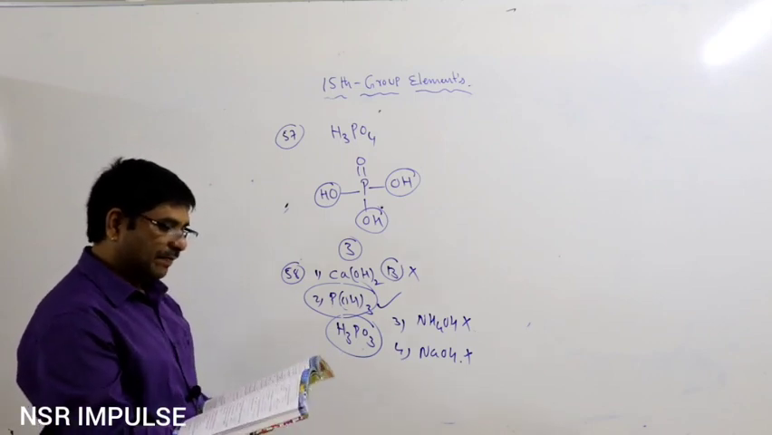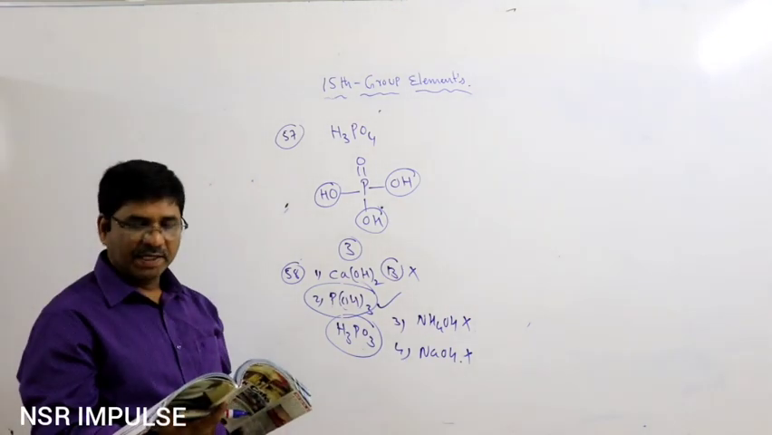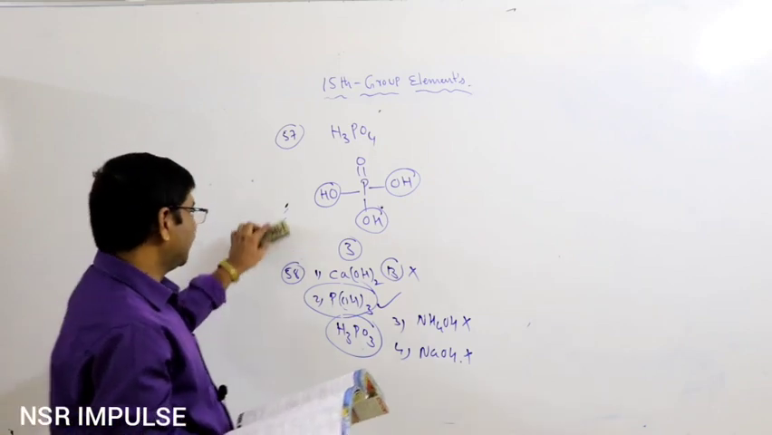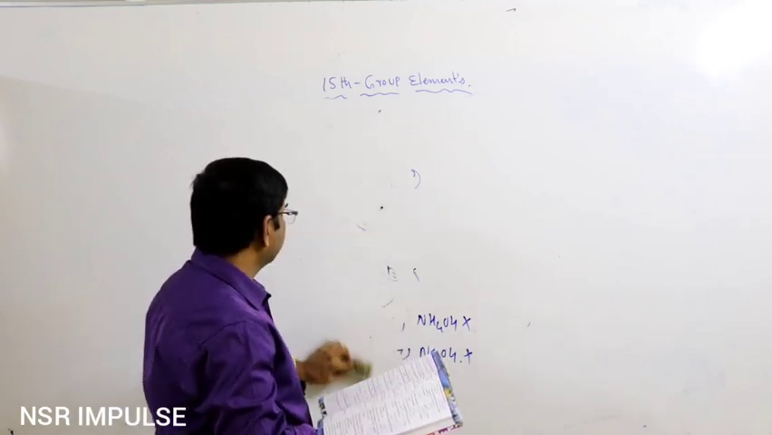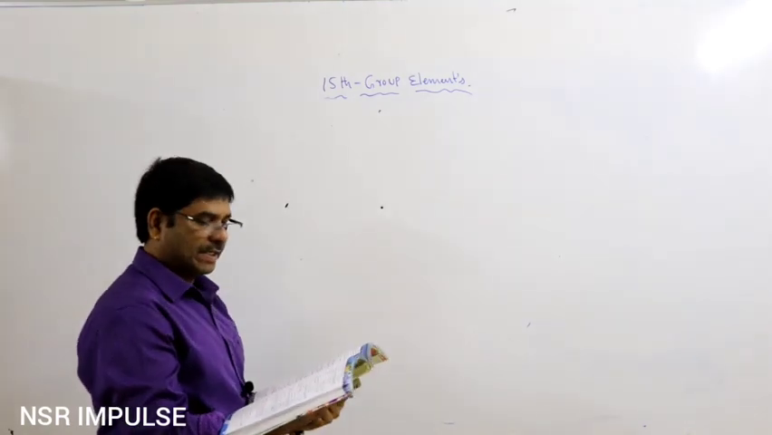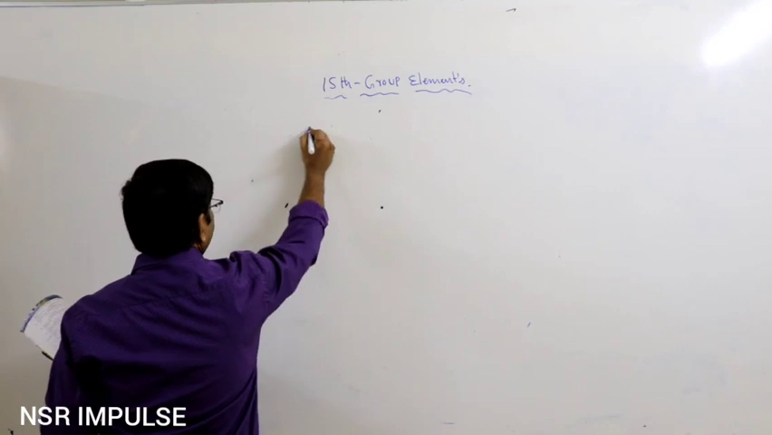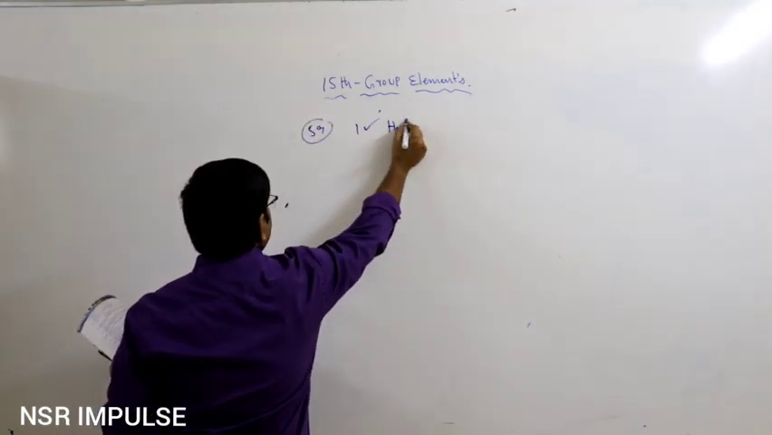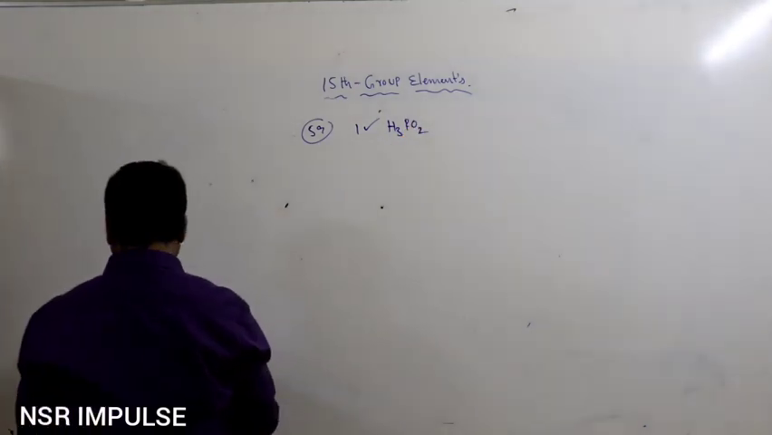Next, question number 59. The oxy acid of phosphorus which has non-ionizable hydrogen atoms. Non-ionizable hydrogen atoms are possible in H3PO2 because of the lower oxidation number. So the answer is H3PO2. 59, the answer is 1, H3PO2, because it has a lower oxidation number.